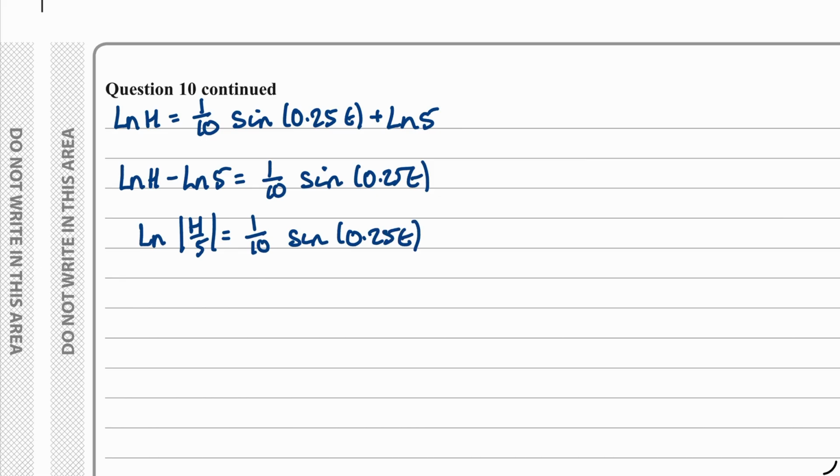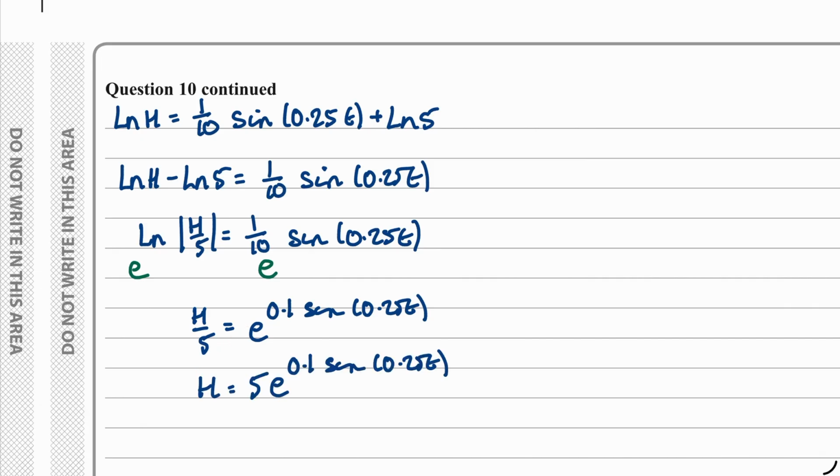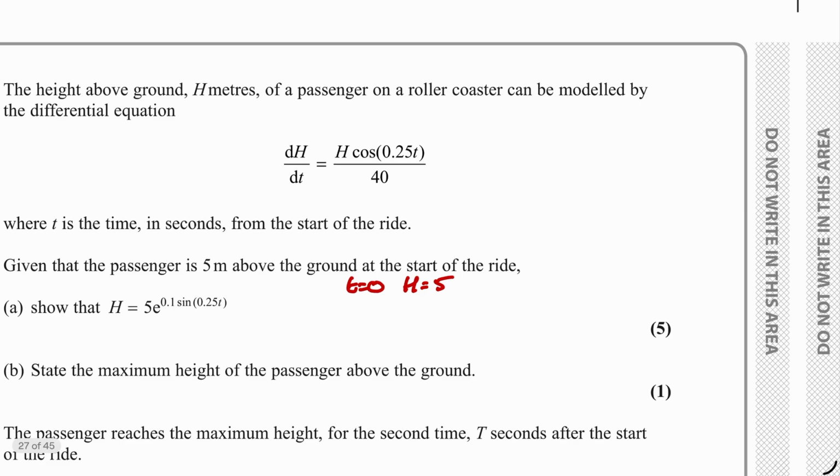Now we can raise e to a power of both sides, and then e to a natural log will cancel to make 1. So we're left with h over 5 will be e to the 0.1, I'm writing this now as a decimal, times the sine of a quarter t. And then we can just move this 5 over to the right hand side. And that's what we were asked to show in part A.